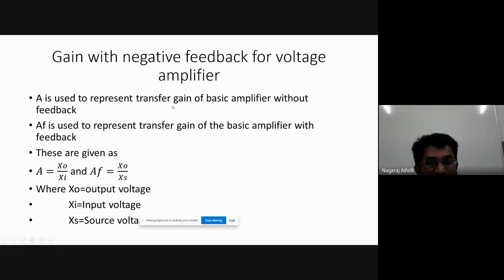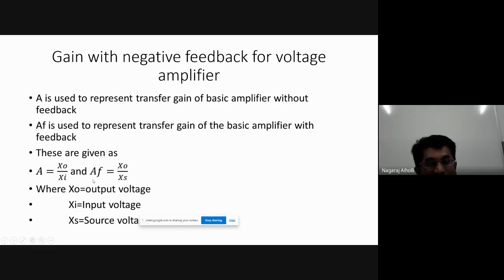Let A be the gain of the amplifier without feedback, and AF be the gain of the amplifier with feedback. Then we know that A is equal to X naught upon Xi. What is the gain of the amplifier without feedback? It is X naught divided by Xi, where X naught is the output of the amplifier and Xi is the input of the amplifier.